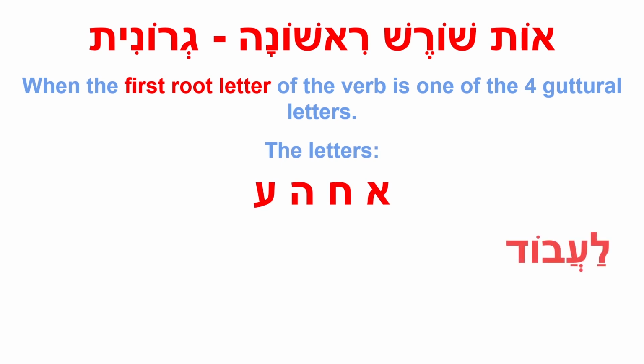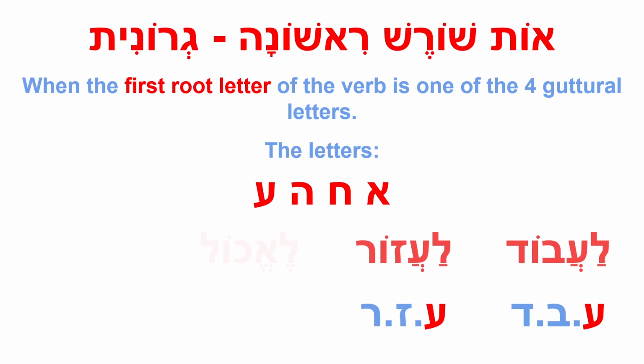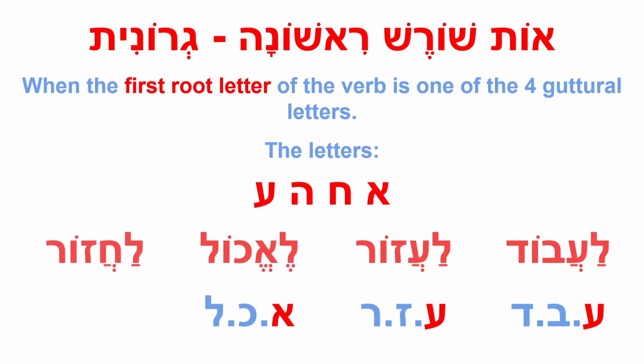Verbs like la'avod, a verb that we already know, the verb to work, contains the root letters Ein, Bet, Dalet. La'azor, to help, contains the root letters Ein, Zain, Resh. Le'echol, to eat, Aleph, Chaf, Lamed. And lachazor, to come back, Chet, Zain, Resh. So those are actually verbs that we are perfectly familiar with from the previous section.